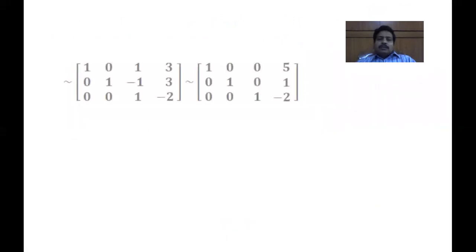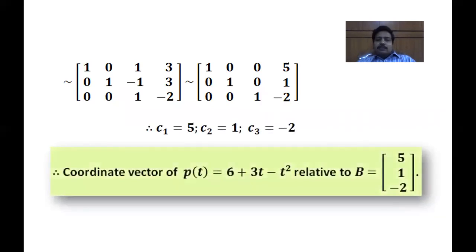Echelon form gives us the values of weights, that is C1, C2, C3. These are the coordinates, and if those coordinates are arranged in a column vector, column matrix, we can get the B coordinate vector. That is XB, here PB. Here P of t is our given vector. So the coordinate vector of the given vector relative to the given basis is 5, 1, minus 2. So this is the problem. Let us move on to one more problem.